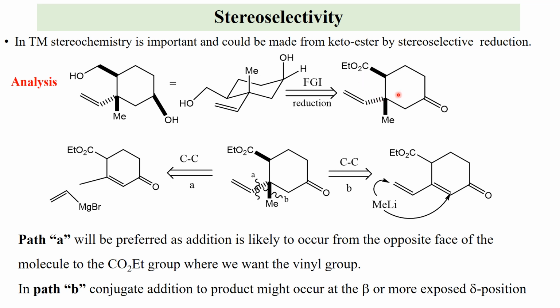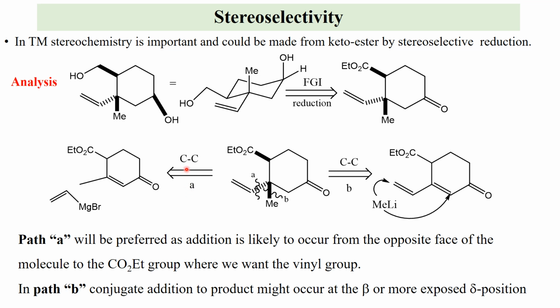This ketoester can be disconnected in two ways. One is path A and the other is path B. In path A, this allyl group is removed, and in path B, this methyl group is removed. In both cases, we expect the conjugate addition.